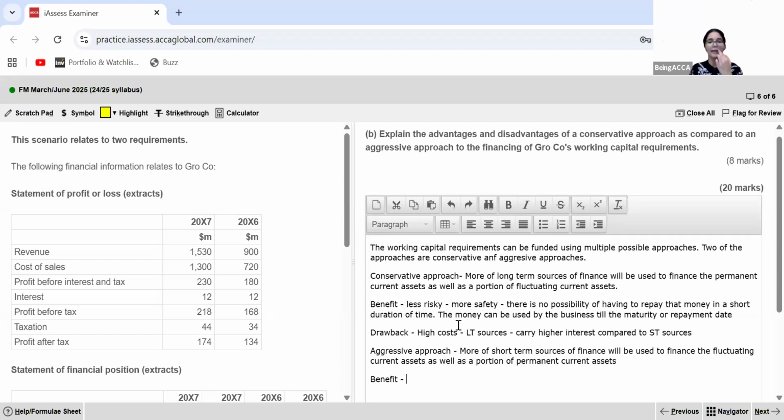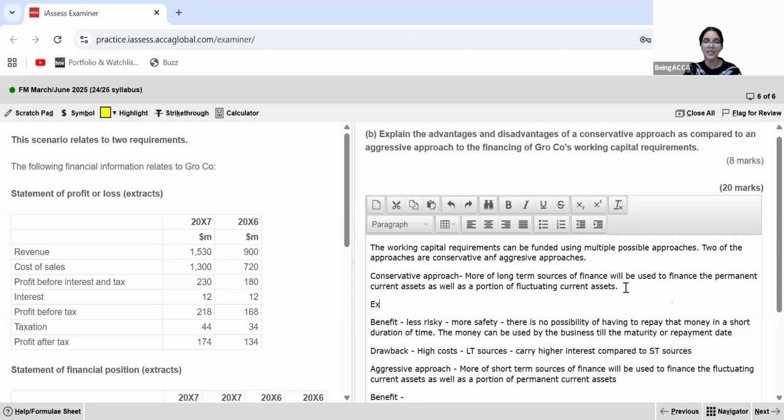Exactly the opposite. Now here, when we were being conservative, we were safer and lesser on the riskier side. But here, with the aggressive approach, that exact thing becomes the drawback. What is the drawback? Usually, you can also add in examples. So what will be the examples that we are using in the conservative approach? If we are using more long-term sources, we will use long-term loans, bonds, and share capital. So this is how we are going to finance the thing.